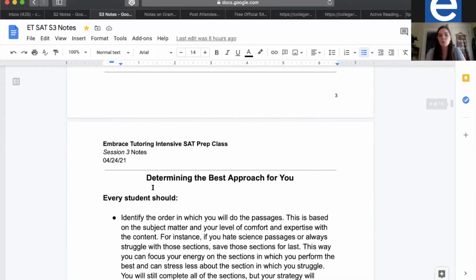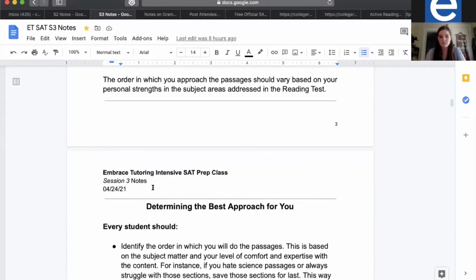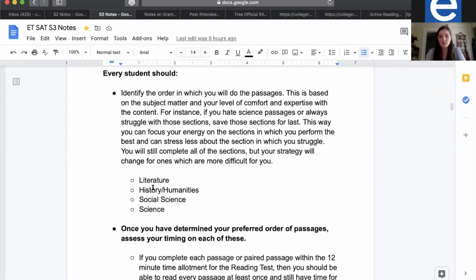So what you're going to be doing this week and even today, I want you to start thinking about it. I want every student to start identifying the order in which you will do the passages. You do not need to do them in the order that they're listed. You can do them in order of your strengths. You just need to be mindful of where you're answering on your answer sheet, okay?